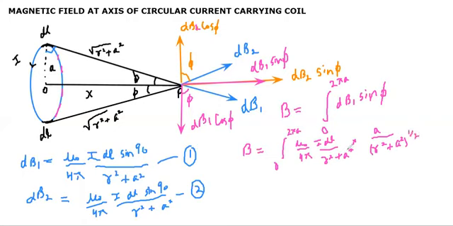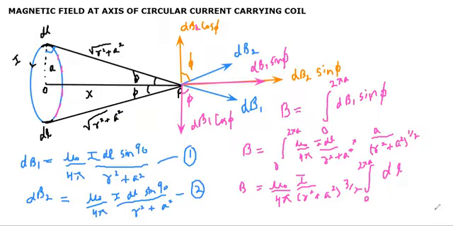You can take the constants outside. So what you get, B is equal to mu naught by 4 pi, I, a over (r square plus a square) to the power 3 by 2. You cannot take dl outside, dl is variable. So you're left with the integration of dl from 0 to 2 pi a. Now what is the integration of dl? That is L. And then you will use limits, that is upper limit minus lower limit.